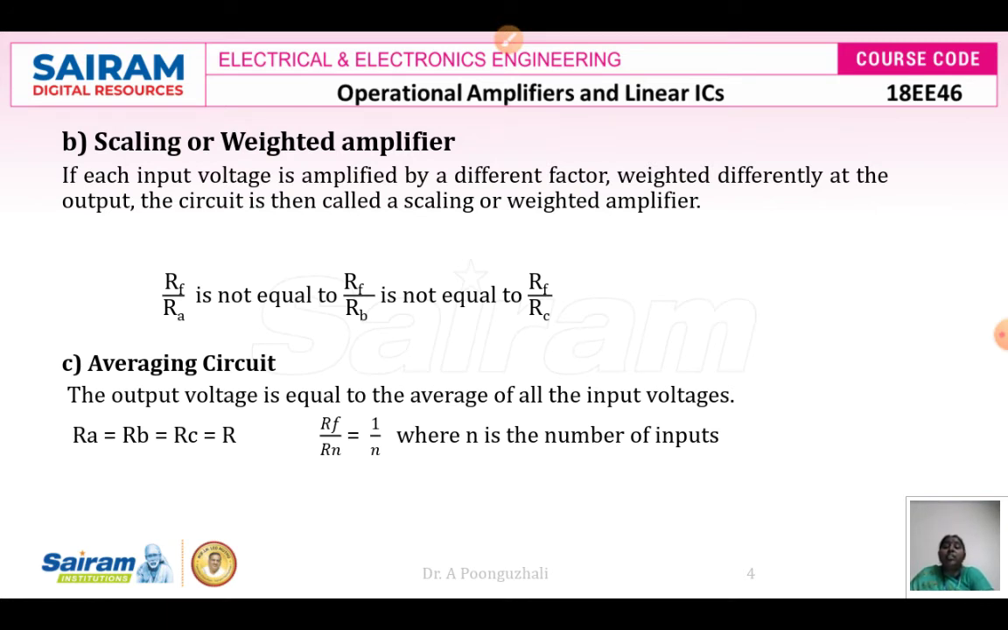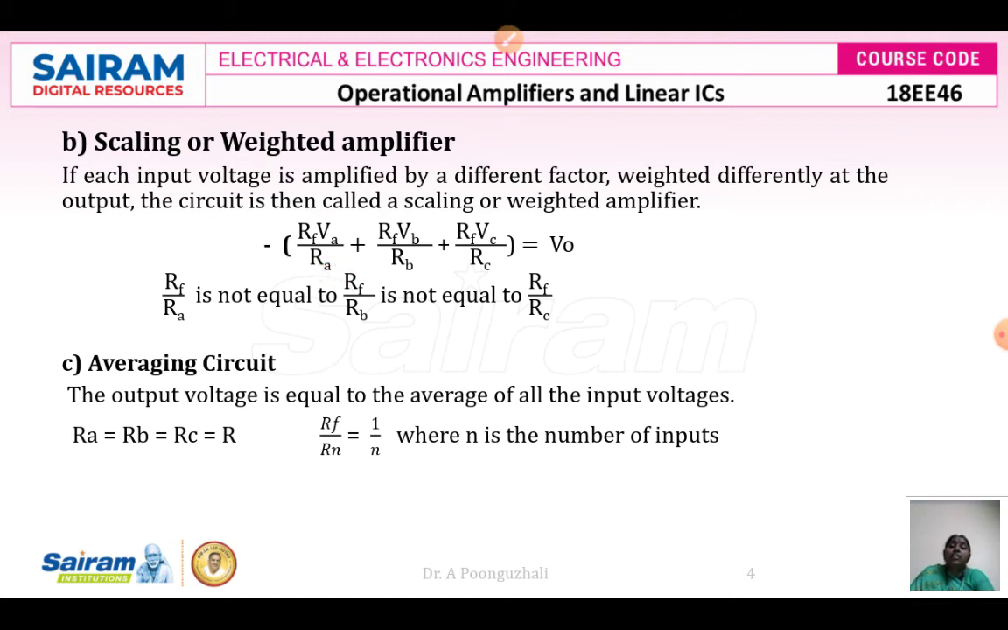So to get the scaling amplifier, what we are going to do is, your RF by RA is not going to be equivalent to RF by RB, and that is not going to be equivalent to RF by RC. So I can have it as minus RF by RA into VA plus minus RF by RB into VB plus minus RF by RC into VC is equivalent to V0. This amplifier is going to be called a scaling or weighted amplifier. This input signal is going to be multiplied by some scale value, that is by some constant or weighted value. That is called a scalar circuit.